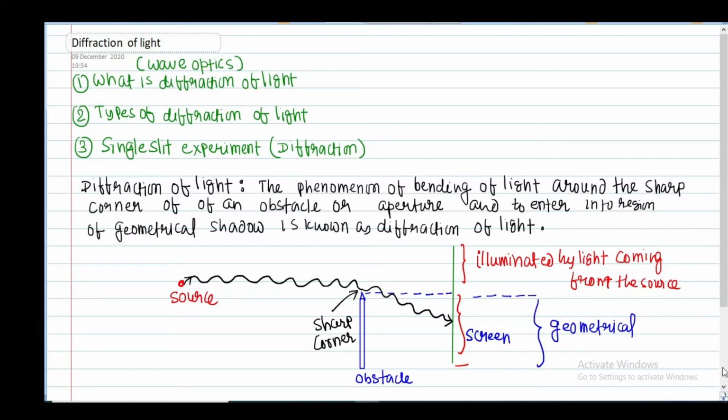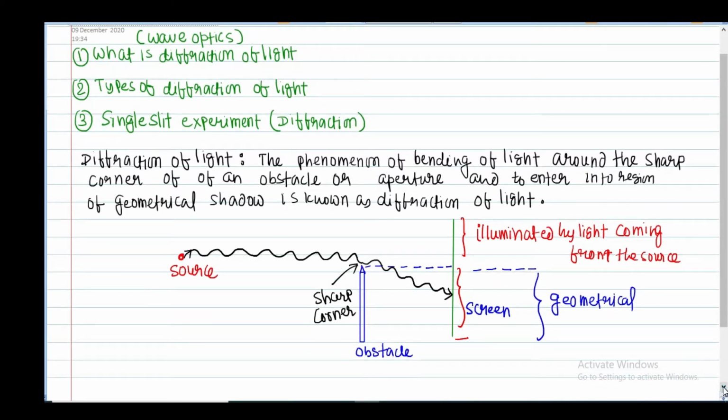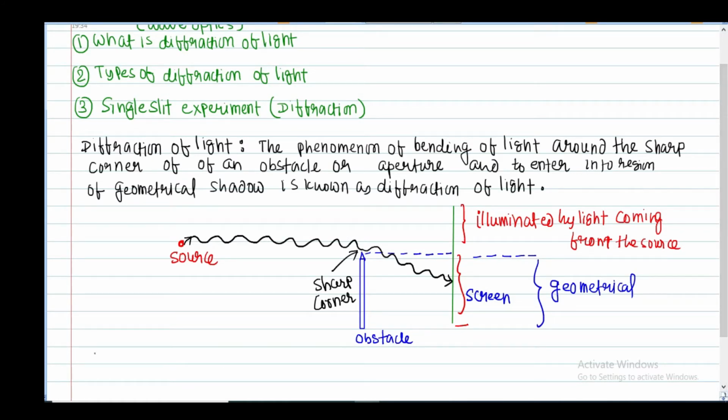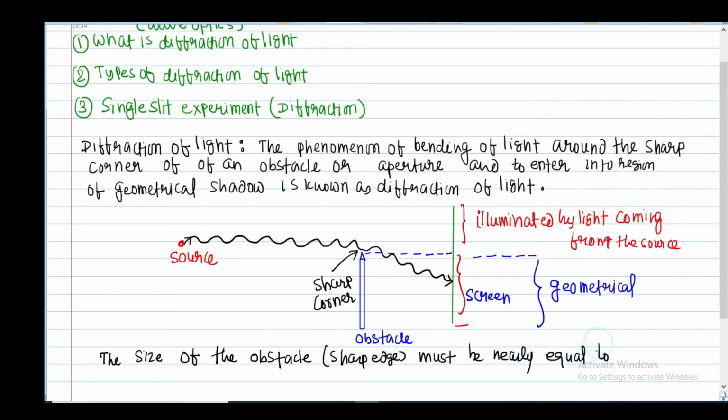Now what must be the necessary condition for the diffraction of light, meaning bending of light, to occur around the sharp edge of any obstacle or aperture? This condition must be satisfied: the size of the obstacle, meaning the corner, basically the sharp edge of the obstacle, must be nearly equal to the size of the wave. Here the meaning of the size of the wave is the wavelength of the light wave, or the wavelength of light.